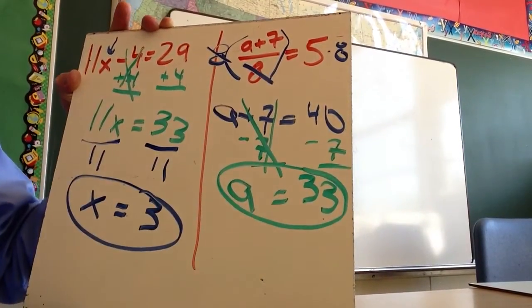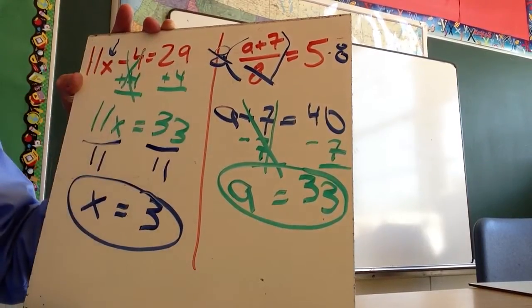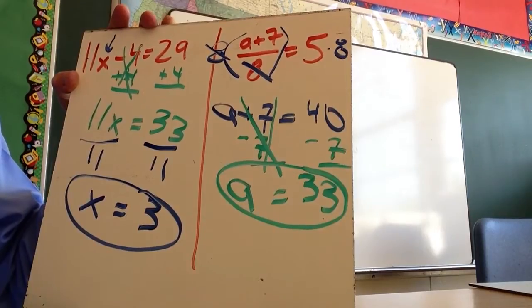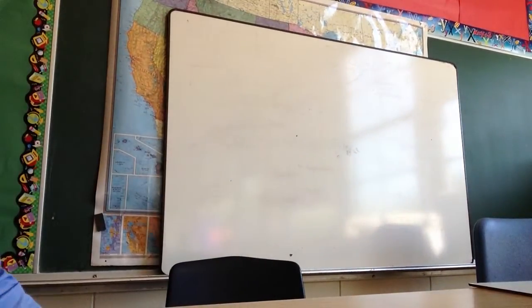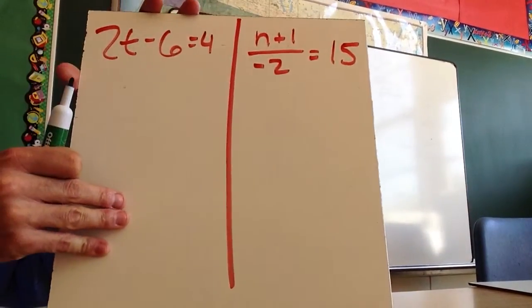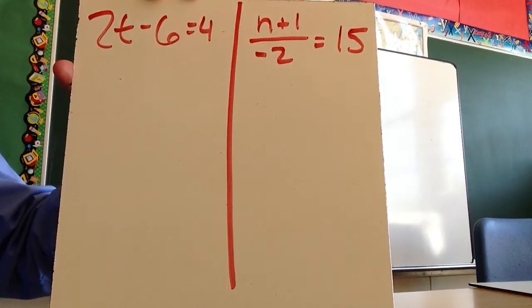Again, I can take my answer, I can put it back up here. 33 plus 7 is 40. 40 divided by 8 is 5. Right, the best thing about algebra is you should always be able to check your answer. Now, I got 2 problems for you to practice. You go ahead and pause the video at this time to practice these problems.